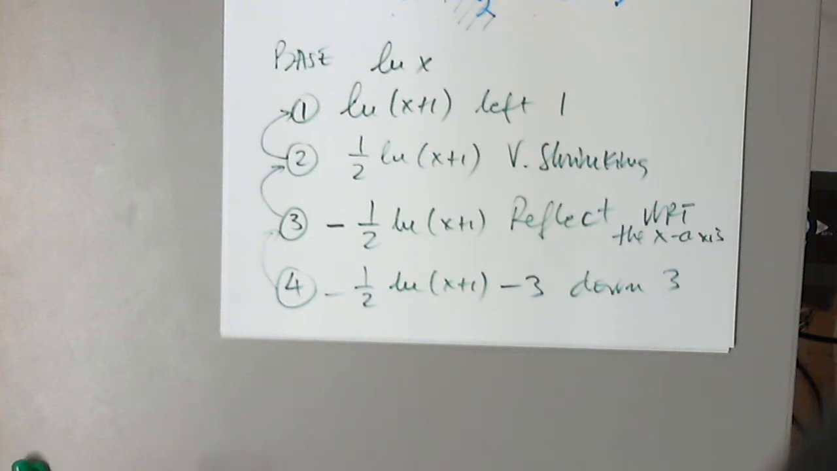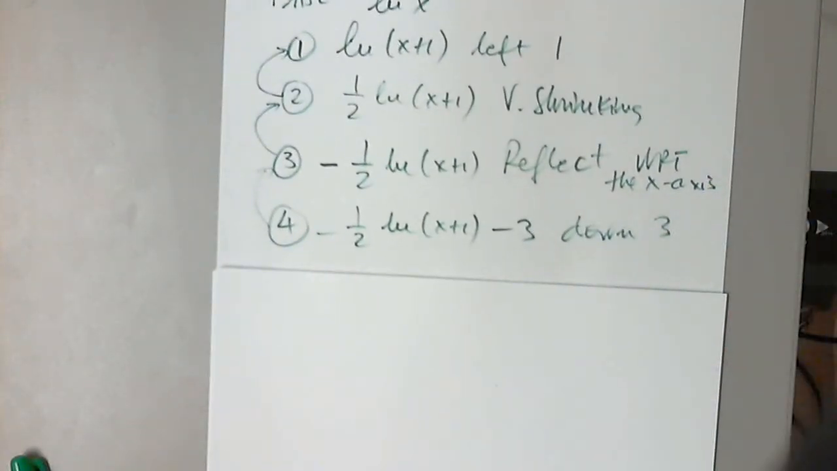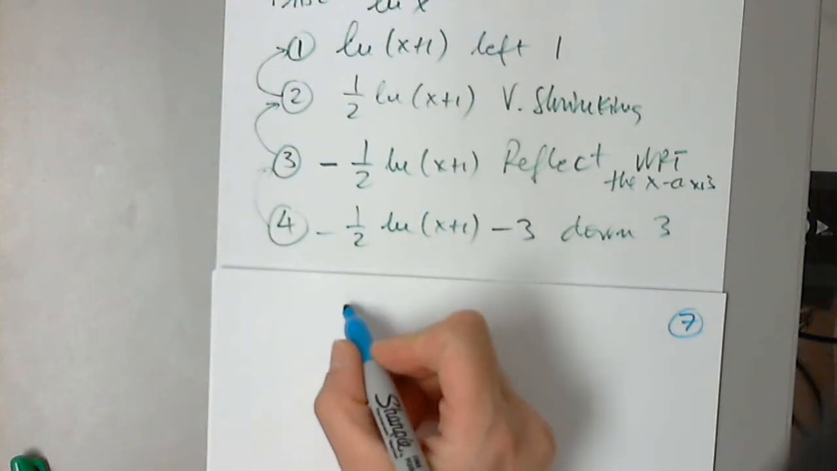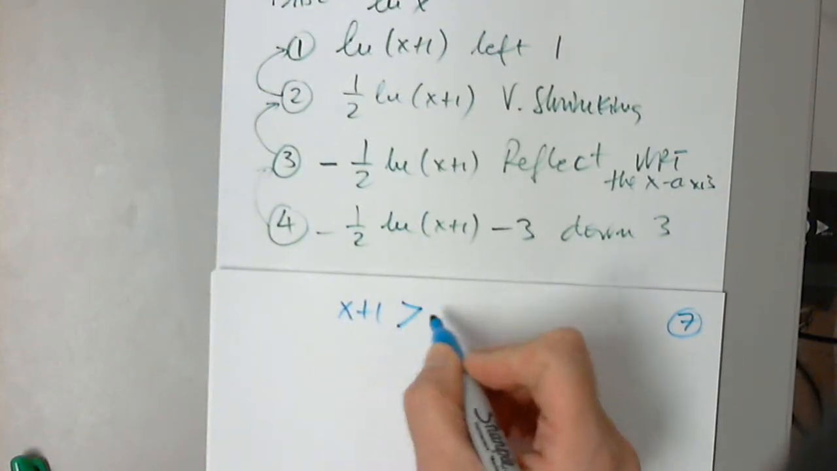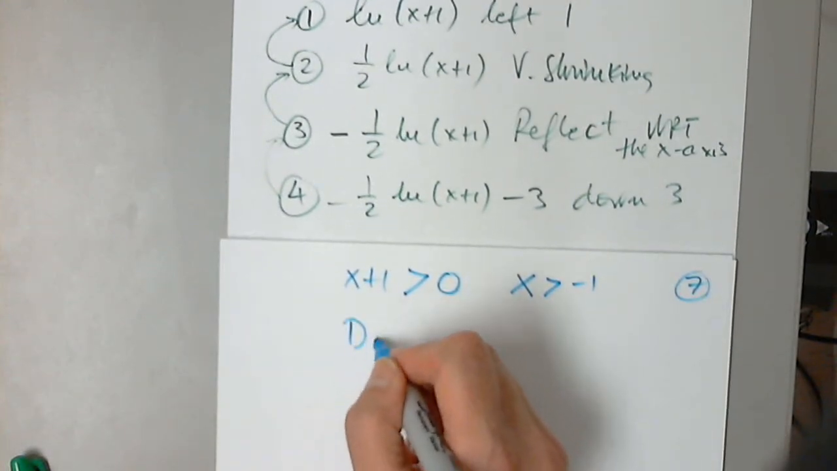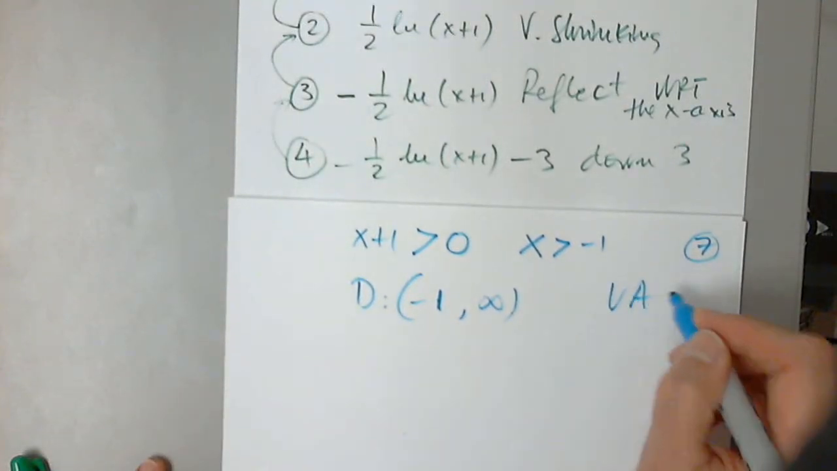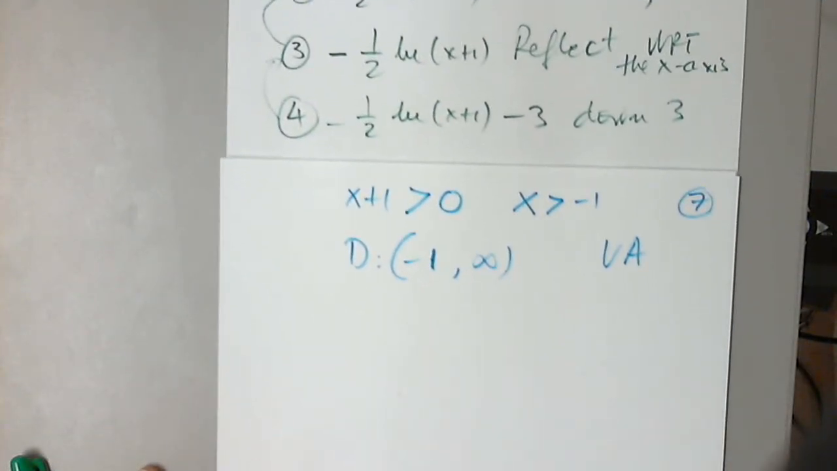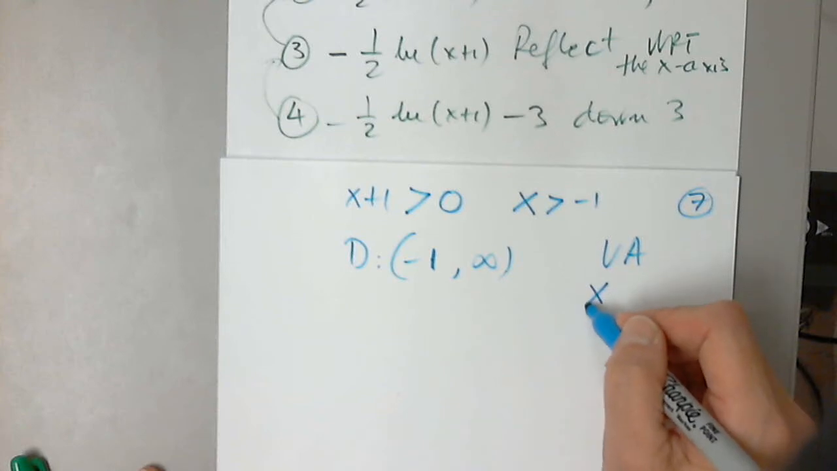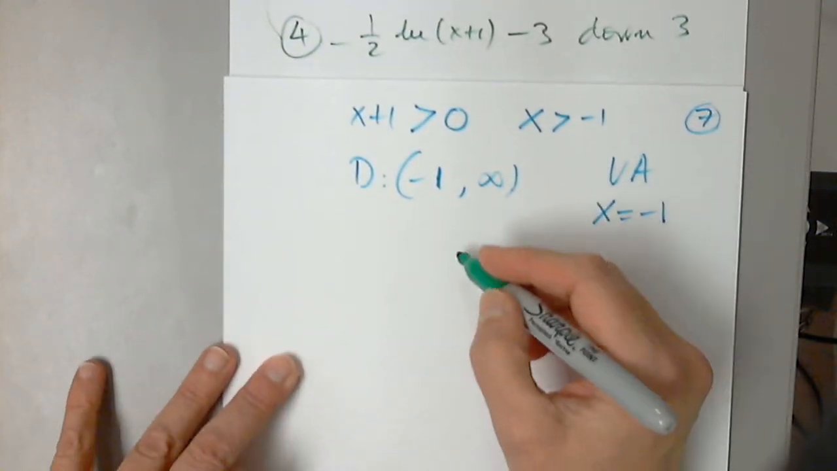Can anyone give us the condition for the domain? What do we have to write and solve in order to find the domain of this function? Greater than, not equal to. So then the domain will be negative 1 to infinity. Can anyone give us the vertical asymptote of this function? Not negative 1, but x equals negative 1. Because negative 1 could be y or x. So we have to say vertical, which is x equal. Okay, so then let's graph it.